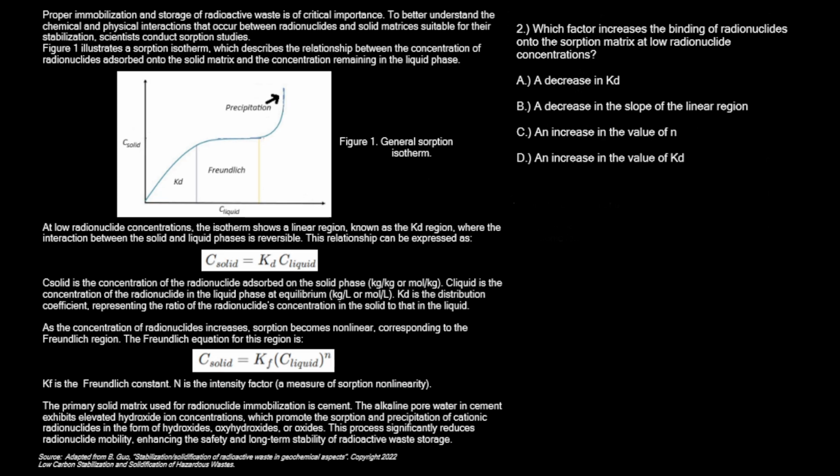Question number 2. Which factor increases the binding of radionuclides on the sorption matrix at low radionuclide concentrations? Option A says a decrease in Kd. Option B says a decrease in the slope of the linear region. Option C says an increase in the value of n, and option D says an increase in the value of Kd.